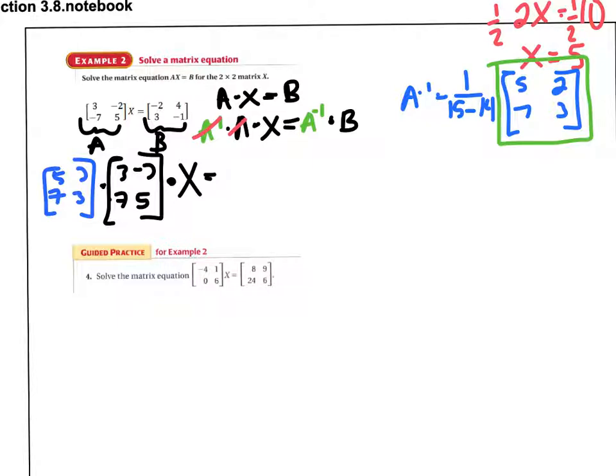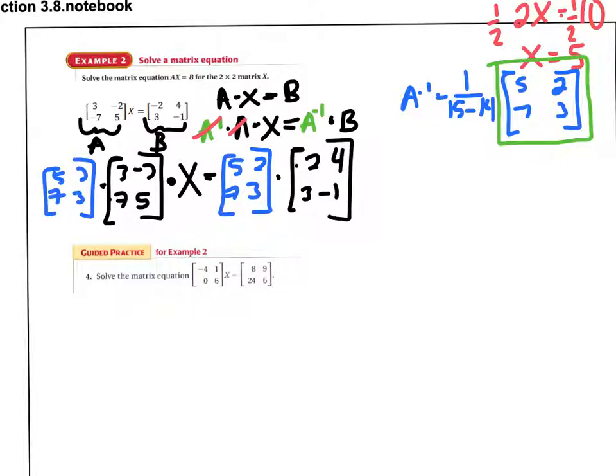All right, and now I'm going to take the identity matrix in front of X, and on the right side I take the inverse matrix in front of B, which is 5, 7, 2, and 3, and multiply that by matrix B, which is -2, 3, 4, and -1. Now this might look scary, but watch what we're doing. These two are inverses of each other, so when I multiply, they pretty much go away and cancel.